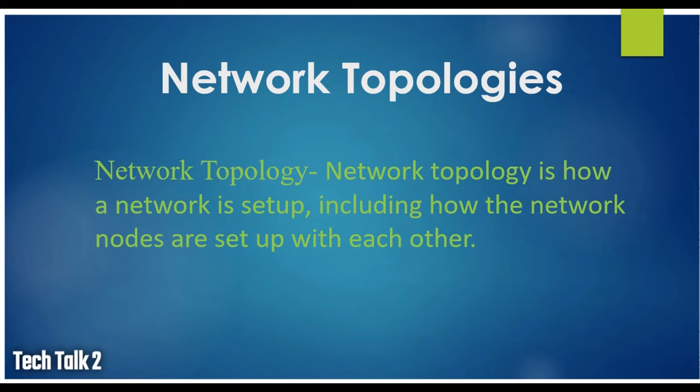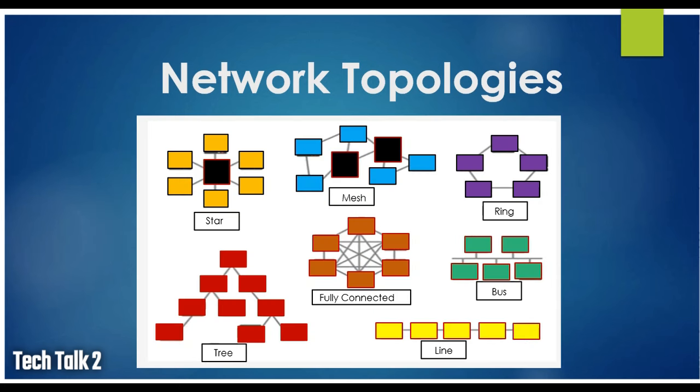What is a network topology? A network topology is how a network is set up, including how the network nodes are set up with each other. Basically, it's your network setup and how it looks and it's arranged. Let's talk about network topologies. The first one I want to talk about is star. For example, there's a switch in the middle and PCs on the outside. If one PC goes down, the rest of them are still up. Next one I want to talk about is mesh. Mesh has two switches. If the left side goes down, the right side's still up.